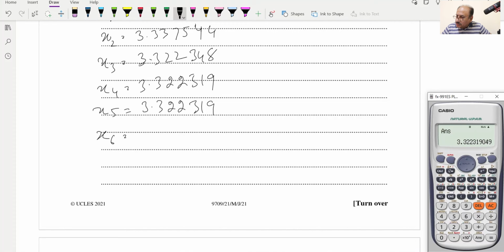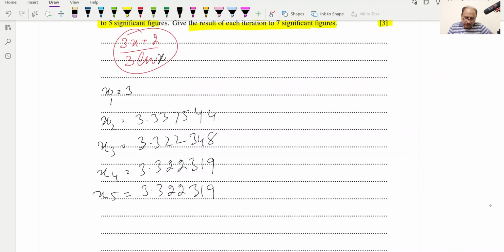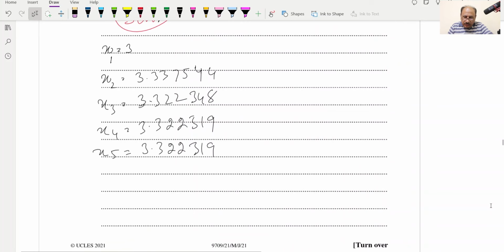I will retype the equation and calculate this manually. Typing 3.322319, again we are getting the same answer. So we can basically stop here. It's not four decimal places, because they require 7 significant figures for the iterations and the answer in 5 significant figures. So we will take up to this one, 3.3223, and this will be the final answer.